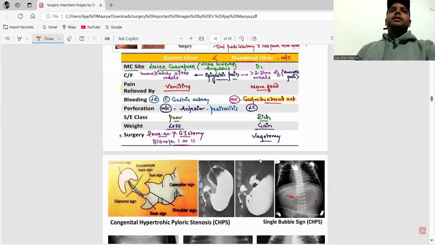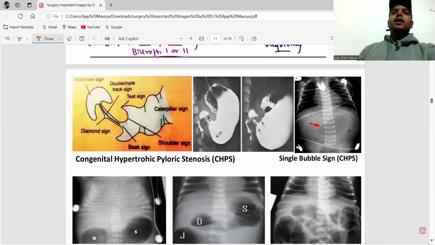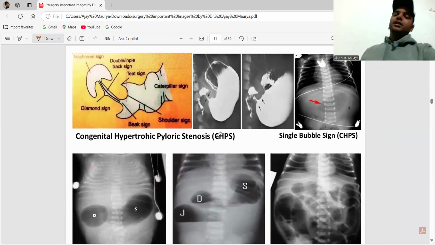Please remember, guys, we also have the gastric ulcer and the duodenal ulcer. Please pause the video and know the difference between the gastric ulcer and the duodenal ulcer. What is important here is that you have to know which ulcer is the most common site of bleeding. Remember the differences.